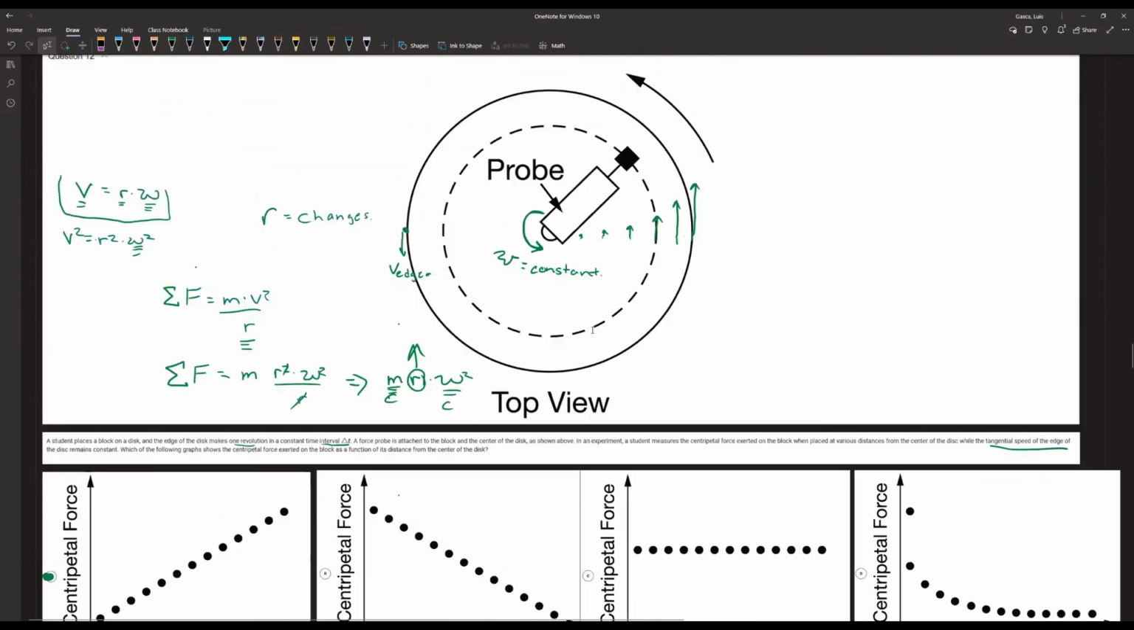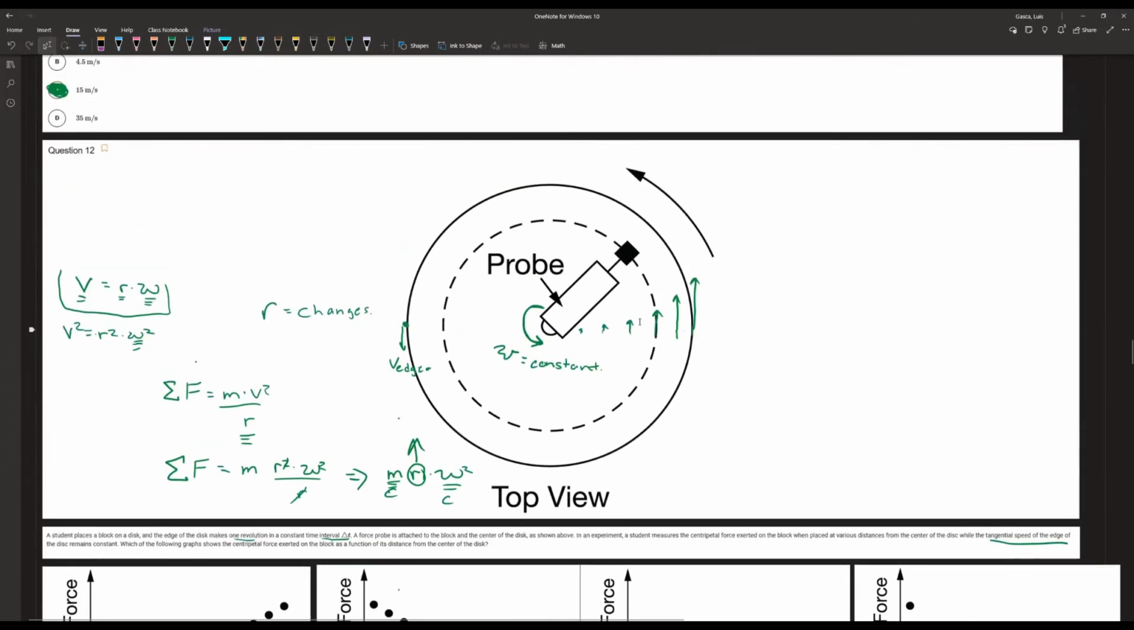But the trick here is that this is rotating at a constant angular velocity. Not that each of these velocities stays the same as we move out.